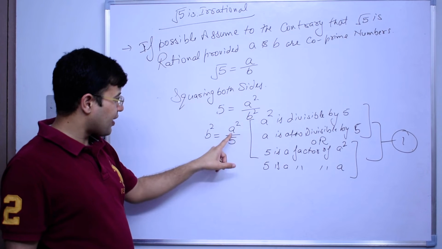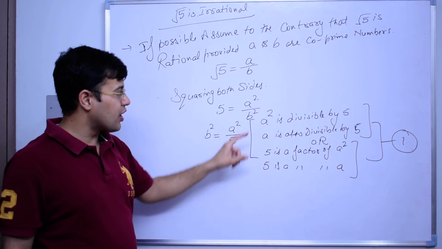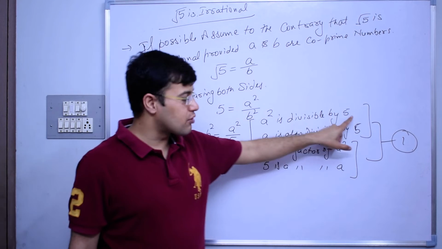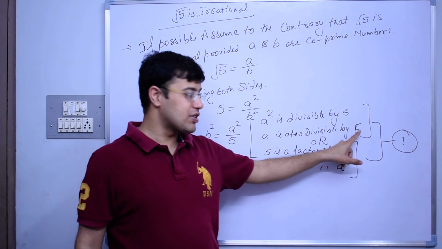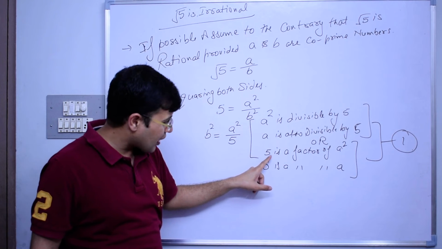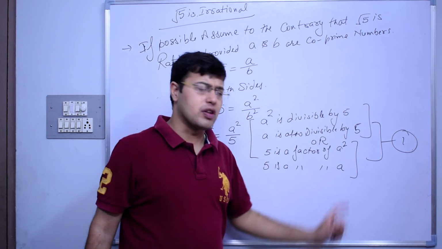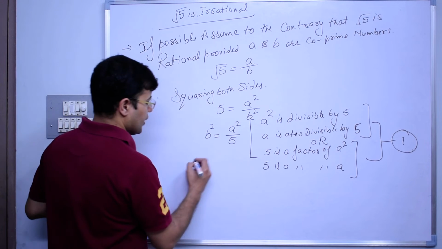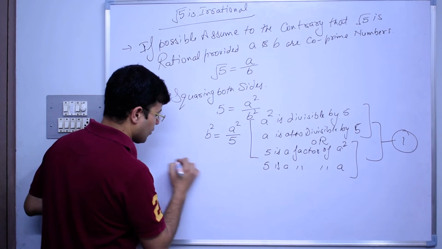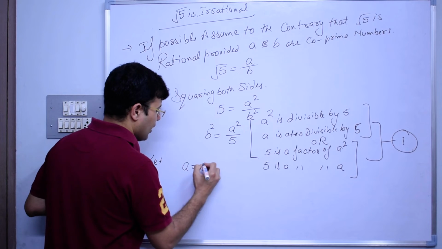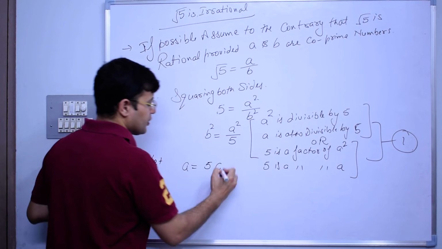Then you will cross multiply it, so b square is a square by 5, and you will write either a square is divisible by 5 and a is also divisible by 5, or you will write 5 is a factor of a square, or 5 is also a factor of a, whatever the thing is. Then in the next step you will assume let a is equal to 5c.